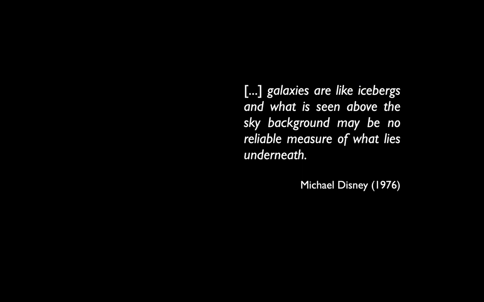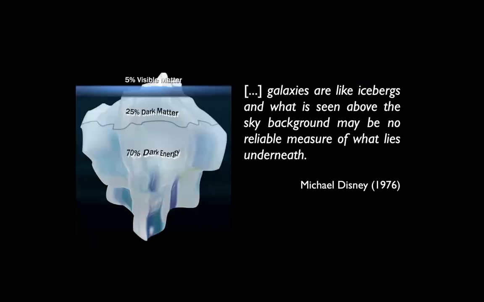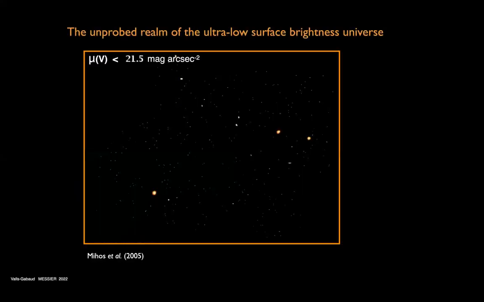I'm going to argue that we're not detecting this because galaxies are just like icebergs. This is an idea from Michael Disney back in the 70s, saying that what you see above the sky background has nothing to do with what lies below. And this is just like the current paradigm today: we have 5% of baryons, and everything else is just below our way of detecting it. Surface brightness, again, is very different from fluxes. I will come back to that in a minute.